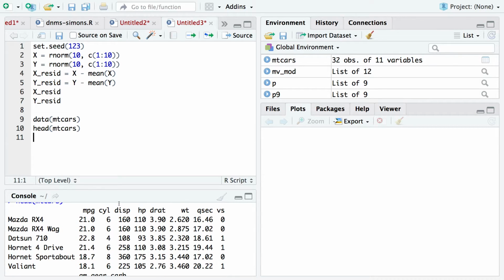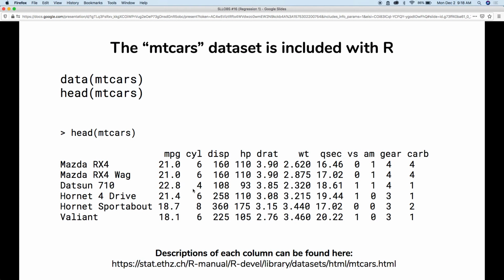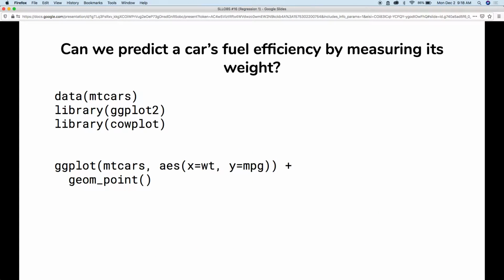And you can see that in this dataset, in your console, you've got makes and models of cars. And then for each make and model, you've got a mix of both continuous and discrete measurements. Continuous measurements like miles per gallon, and discrete measurements like the number of cylinders in a car. And this is the data set that we're going to focus on, and we're going to focus on the continuous variables in this data set. Okay, so we're trying to predict a car's fuel efficiency by looking at its weight.